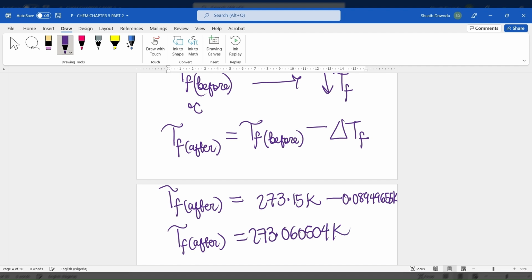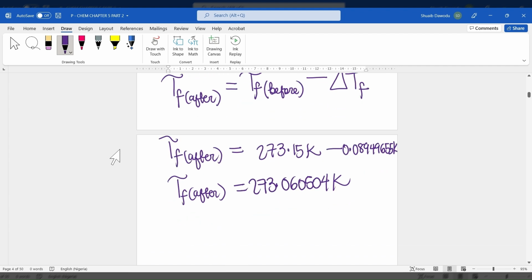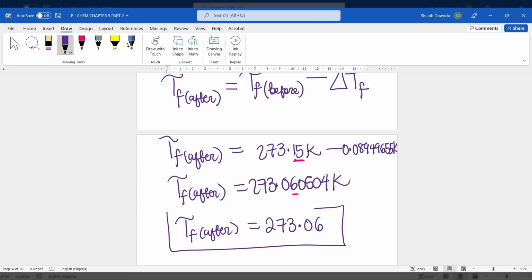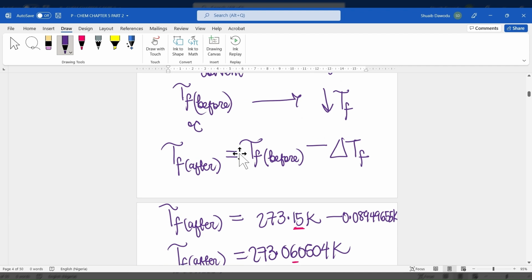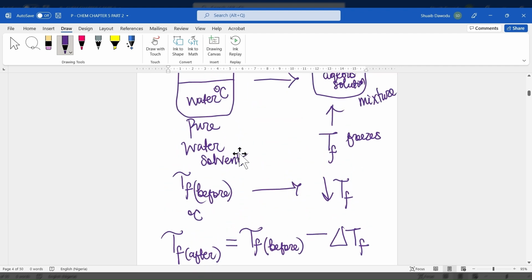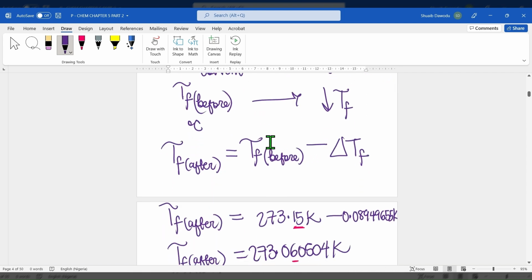So when you input this in your calculator, you end up getting 273.0600504 Kelvin. And of course, since we're scientists, we have to put our work in the proper number of decimal places. This is 2 decimal places here, so we have to put our work in 2 decimal places. So T sub F after is equal to 273.06 Kelvin. And this is actually the answer. As you can see, 273.06 Kelvin is less than the initial freezing point, which is the freezing point of pure water solvent, which is 273.15.